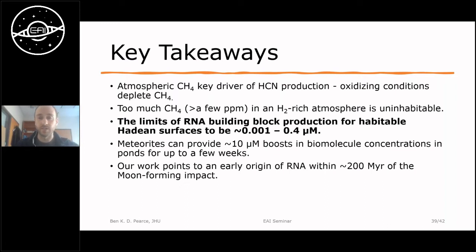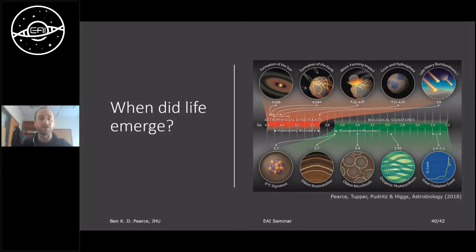You need to be under 100 degrees Celsius to have the pond to rain down into. We find that the limits of RNA building production for habitable Hadean surfaces is in the nanomolar to micromolar range, but meteorites can provide boosts up to tens of micromolar for a few weeks. And then finally, because the atmosphere switches from reducing to oxidizing conditions when the bombardment rate decreases, we find that this work points to an early origin of RNA within about 200 million years of the moon forming impact, which, if we go back to our time interval for the origin of life, would be right here from about 4.5 to 4.3 billion years ago. So this is a very early origin of life in this habitable boundary range.